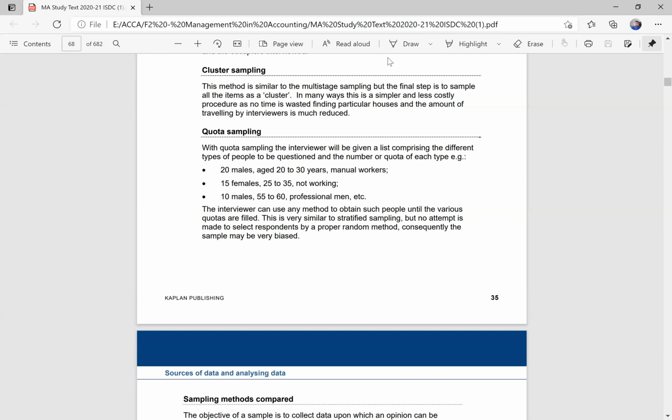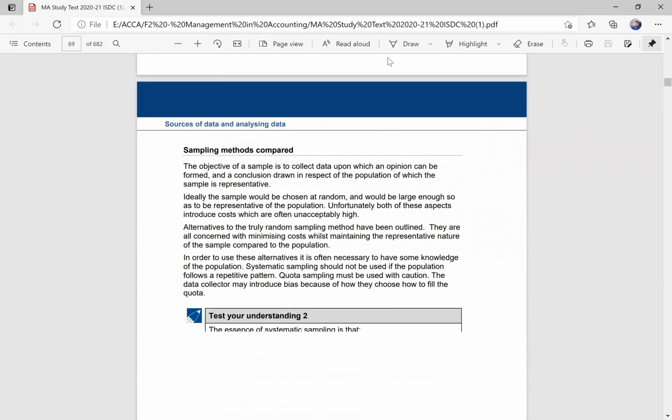Okay. Quota sampling is such that a list is comprised of different types of people and they are going to be questioned. So a quota is set that, okay, if let's say an organization has 100 people working between 20 to 30 years, out of them we are going to take 20 males and 15 females, let's say. So this is quota sampling: we can't go to every person, and we can't do a head count and interview every other person. So we just take a quota out of this, and the first 20 males and the first 15 females, let's say, are going to be interviewed. That is how it is. But this could also be biased.